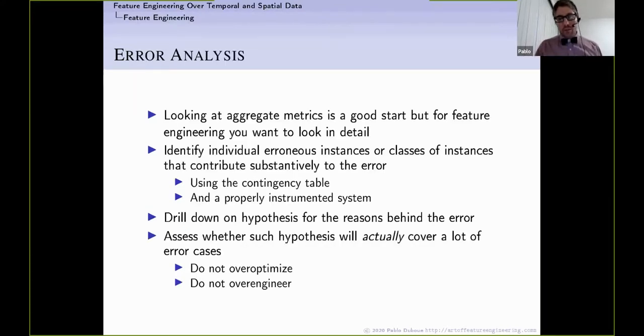I advocate for feature engineering as a human-in-the-loop process, where after each iteration, time is spent trying to understand why the system is failing. The idea there is to zoom in on different types of errors that the system is making, formulate hypotheses, test those hypotheses, and come up with revised features. And again, even though you use certain examples to do the error analysis, you have to make sure that these hypotheses cover a lot of errors. Otherwise you will be over-optimizing and over-engineering.